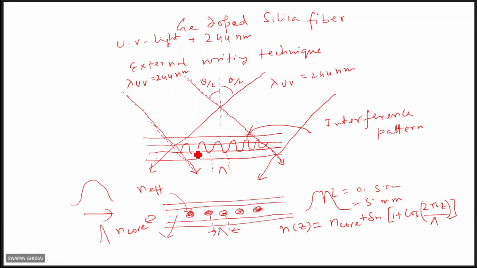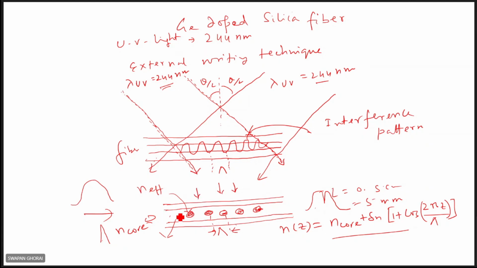Accordingly, the refractive index of the core will be modified. This is a fiber. You can see somewhere there is high intensity, somewhere low intensity. In the high intensity regions, the refractive index will increase because of the cross linking of the bond in the presence of UV lasers. UV lasers means 244 nanometers. In this way, you can have refractive index modulation, sinusoidal modulation, and then you can write these equations. In the lower figure, it is shown how the refractive index varies.